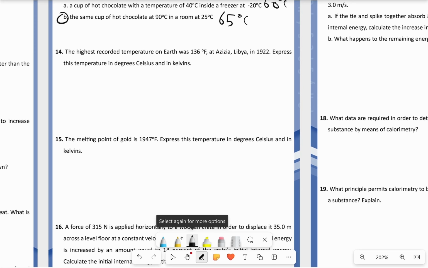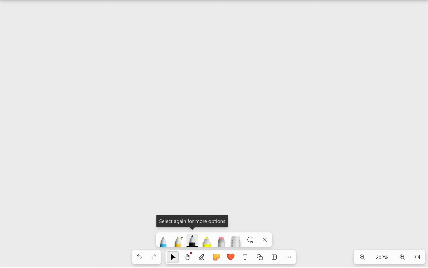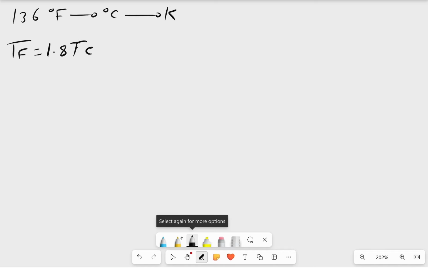We have question 14. The highest recorded temperature on Earth was 136 Fahrenheit at Aziza, Libya in 1922. Express this temperature in degrees Celsius and Kelvin. So we have 136 Fahrenheit. Change this to Celsius and change this to Kelvin. So TF is going to be equal to what? 1.8 TC plus 32.